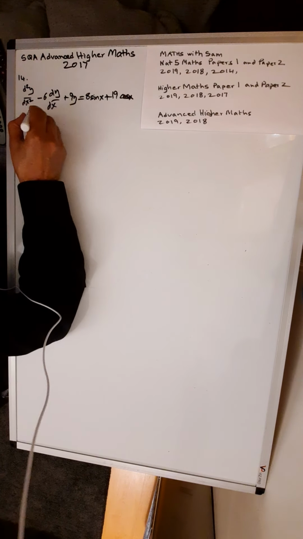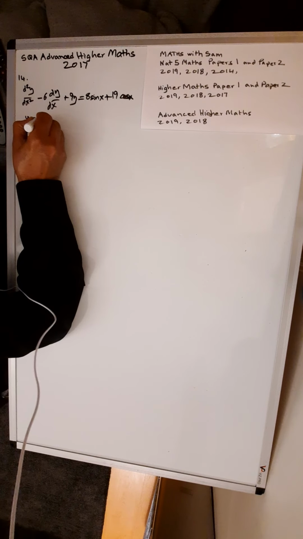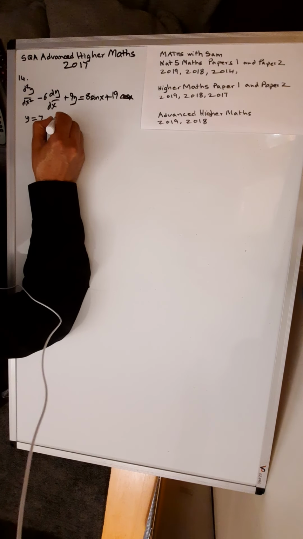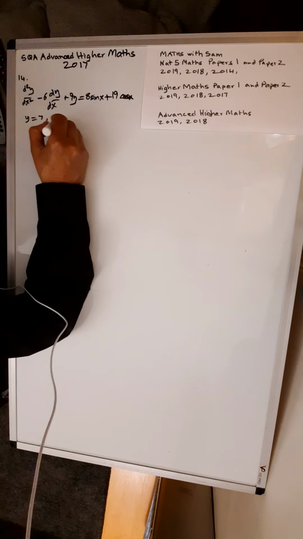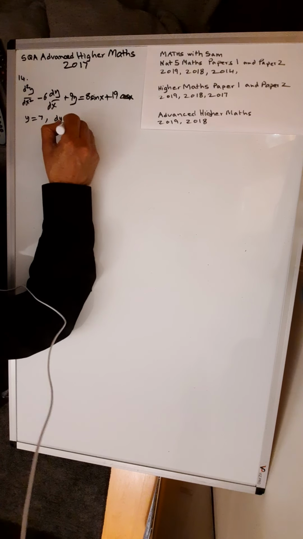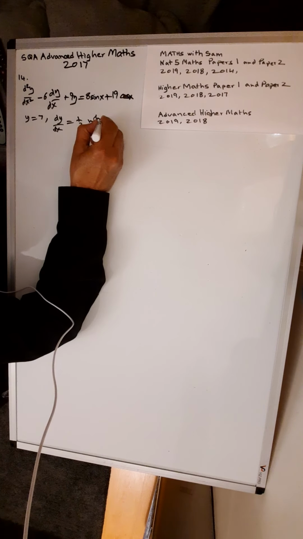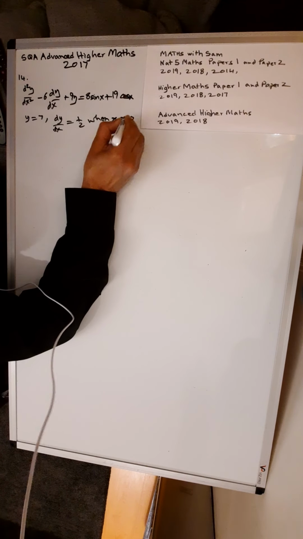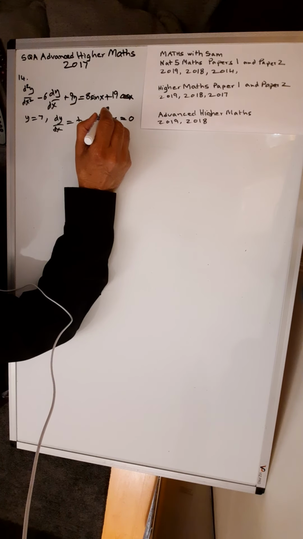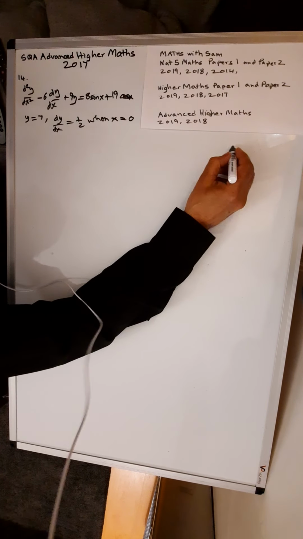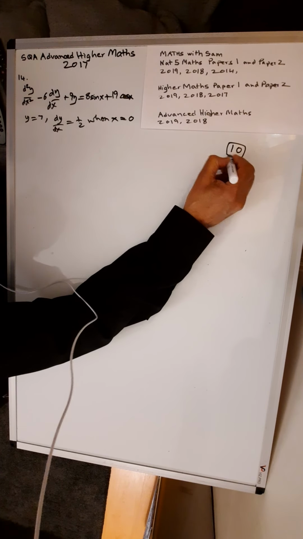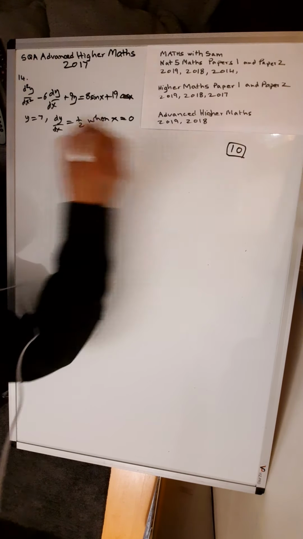Given that y is equal to 7, dy by dx is equal to half, when x is equal to 0. This is a 10-mark question. You've got about 15 minutes to do this question.